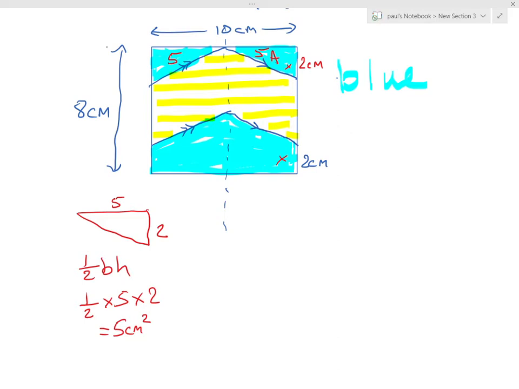Now this one, what I did was, well, it's just one way of doing this, yeah? I divided that up into a large rectangle, which is like this, with 2 on there and 10 on there. So that's just simply 2 times 10, which equals 20 centimeters squared.